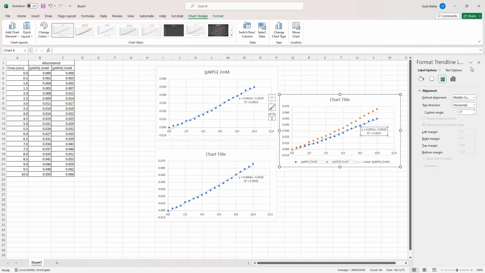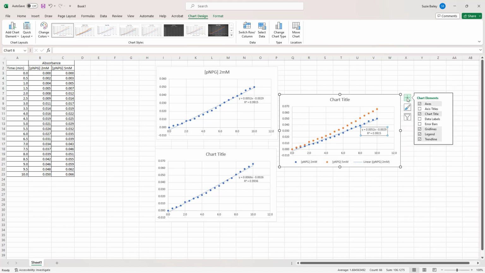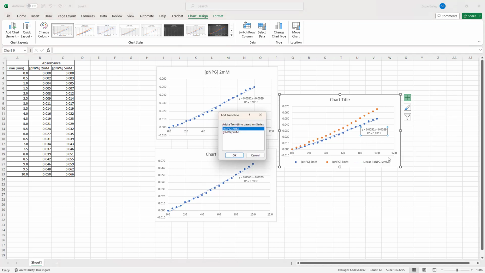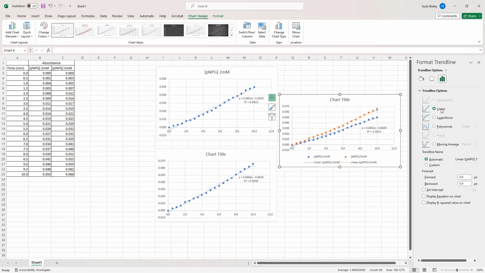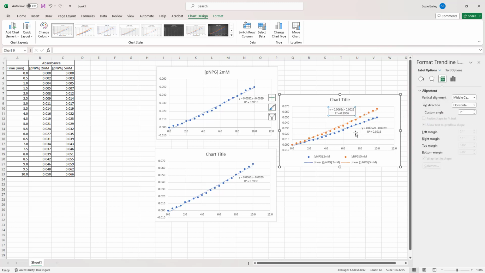And then we're going to do it again, but for the other data series, 5 millimolar substrate. Linear is the form of regression we want to do, show the equation of the line, display the R squared value on the chart, and now we have both of our equations. We can evaluate that R squared value and determine what level of confidence we have in the rate we're determining based on that R squared value.